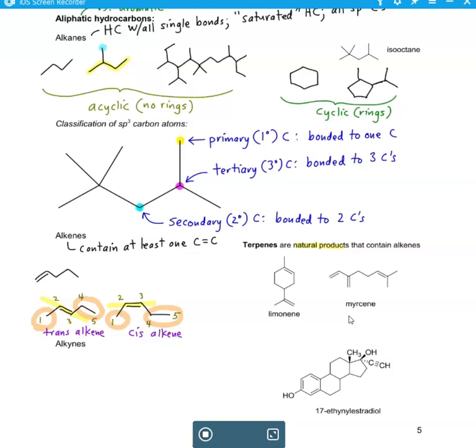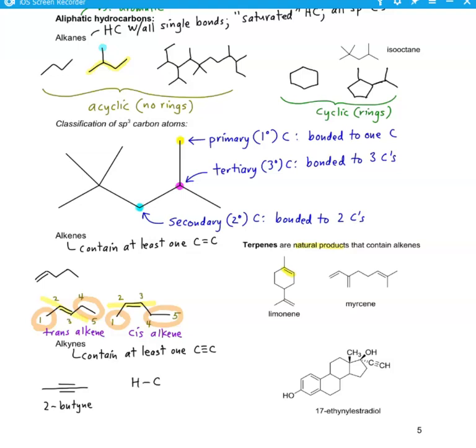What we can see with the structure of limonene is that it has an alkene as part of the ring. So alkenes, just like alkanes, can be either acyclic or cyclic. Alkynes, we saw an example of an alkyne in the previous video. An alkyne is a hydrocarbon that contains at least one carbon-carbon triple bond. And so the structure that we saw is 2-butyne.